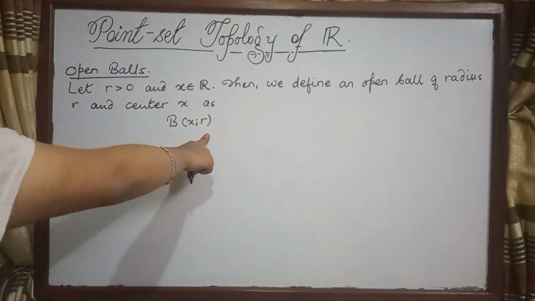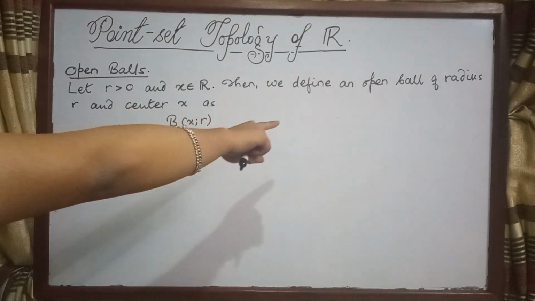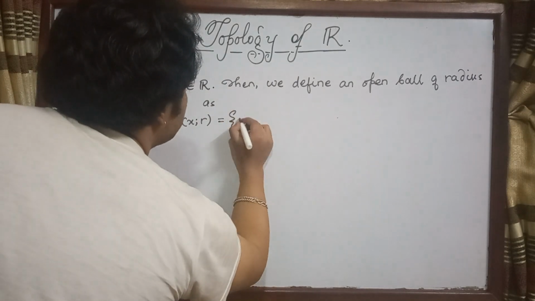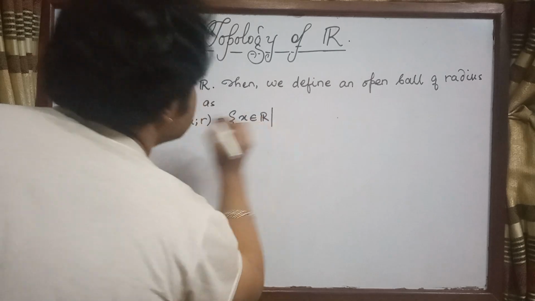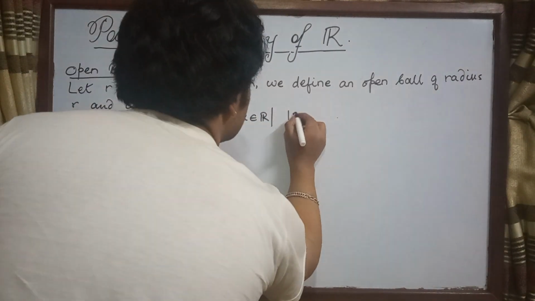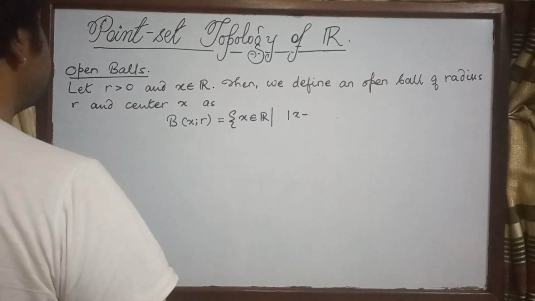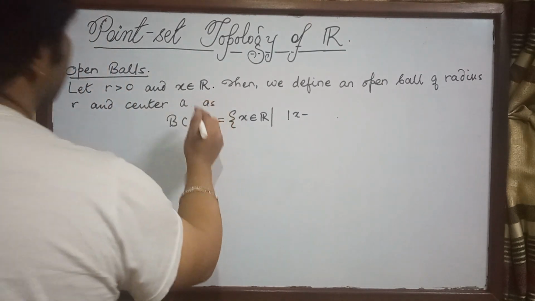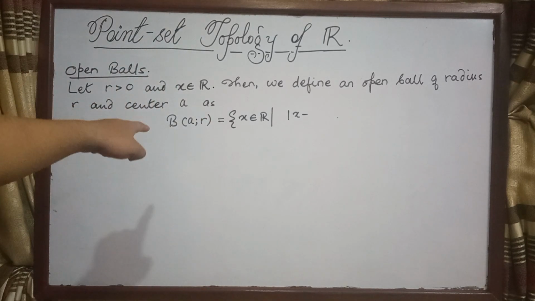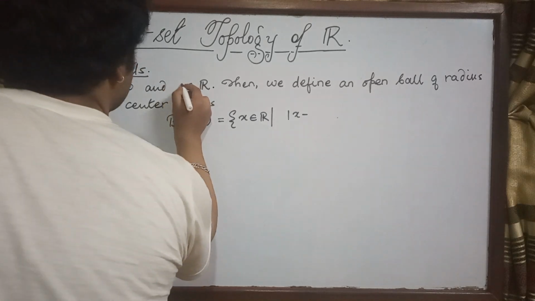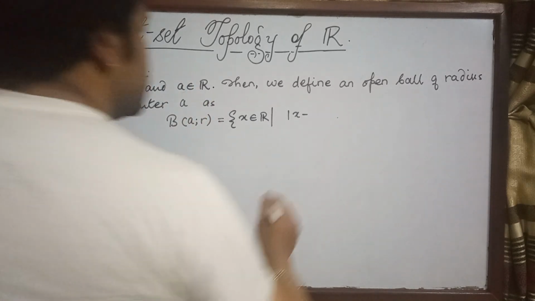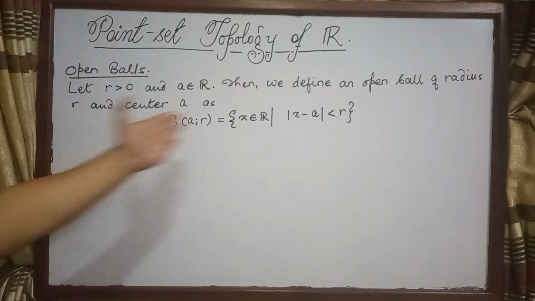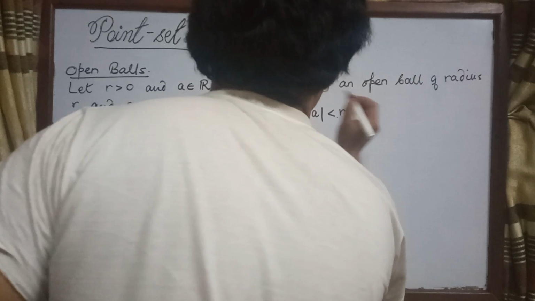So basically, we define an open ball of radius r and center x to be the subset of real numbers such that, okay, I'm taking the center to be a because I'm using x over here. You can use x over here and y over there, it doesn't matter. Center a and radius r is a set which looks like this. Pretty straightforward definition. An open ball is defined something like this.